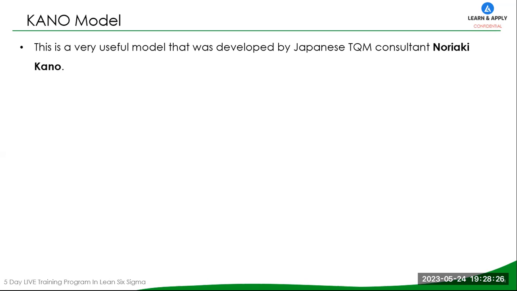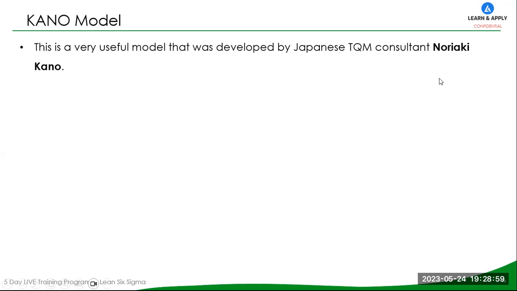Now when we talk about the customer and the voice of the customer, this is a very important model we need to understand, called the Kano model. And why it is important, you will understand here. This model is so magical that it explains exact customer behavior and how it shifts from one phase to another. What is the meaning of that? Let's go into the detail. This was developed by the Japanese TQM consultant Noriyuki Kano, and from his name it is called the Kano model.